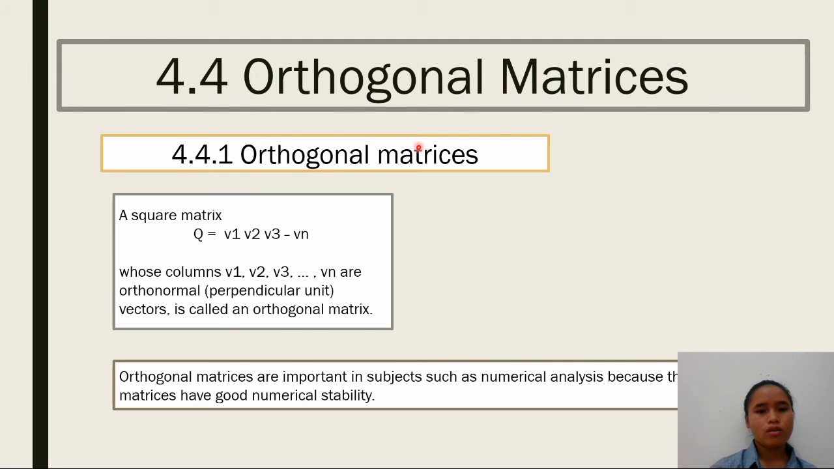Orthogonal matrix. Orthogonal matrices are important in subjects such as numerical analysis because these matrices have good numerical stability.